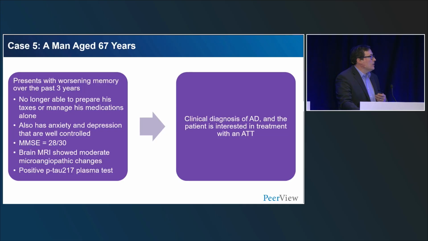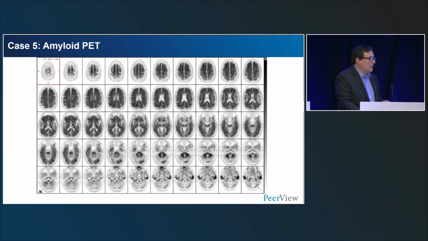67-year-old man, worsening memory over the past 3 years, not able to do some of his important daily living tasks. He has some comorbidities, but they're controlled. MMSE is not very impaired. Some microangiopathic changes, comes to us with a positive plasma test. So likely has AD, and he's interested in amyloid-targeted therapy.